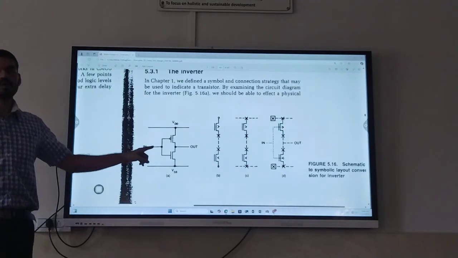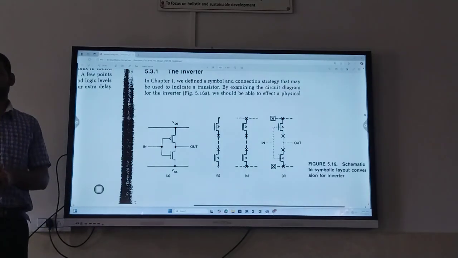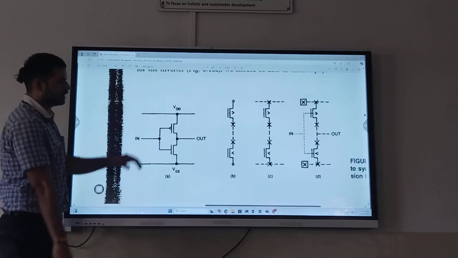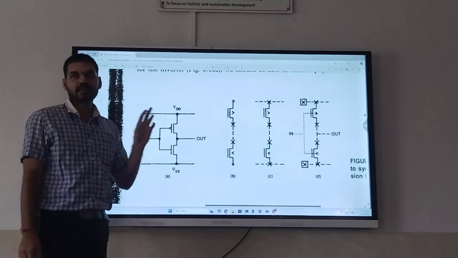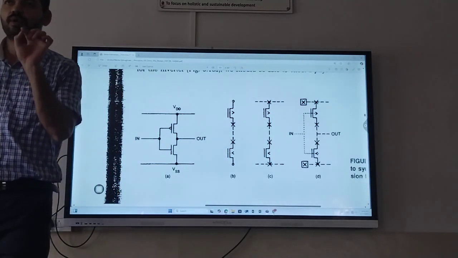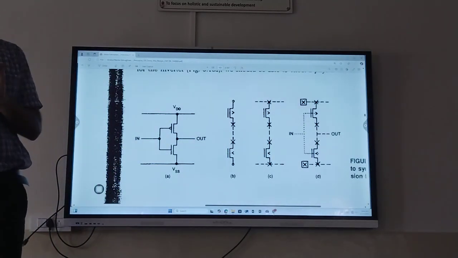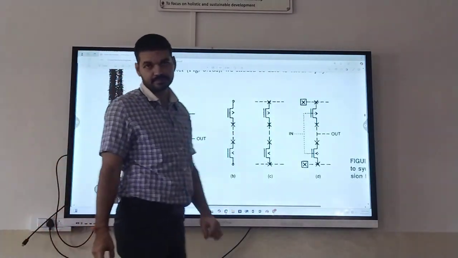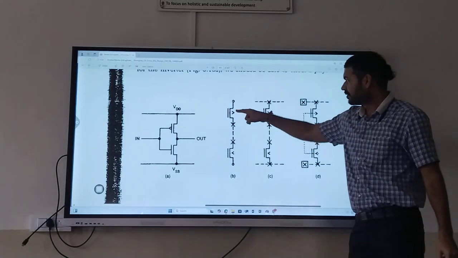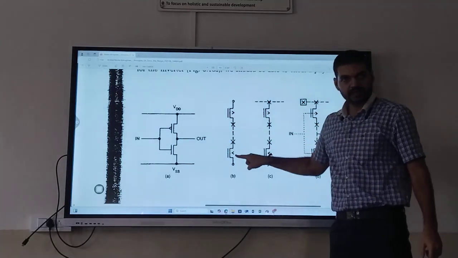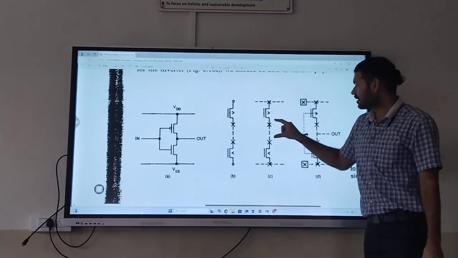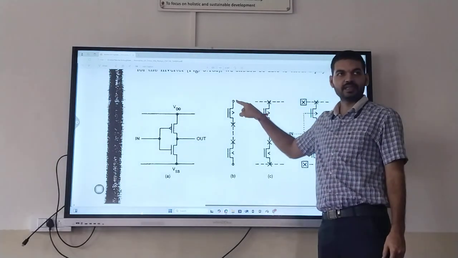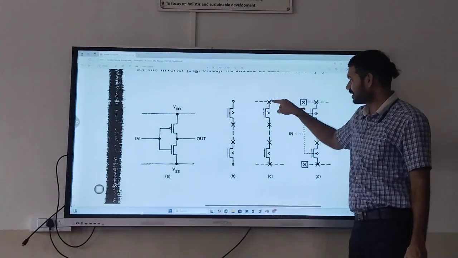So this is the schematic of the inverter, which we have already seen. What they have given here is how it is basically constructed, how electrical connections are done, and physically how they are linked to each other. As you can see here, we have a P MOSFET and an N MOSFET. Then we need to connect the source terminal of the P MOSFET to VDD. Therefore, we have an electrical connection here.